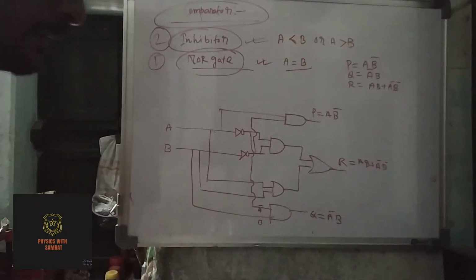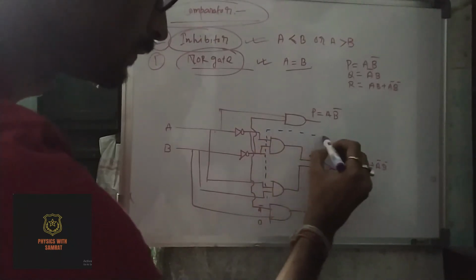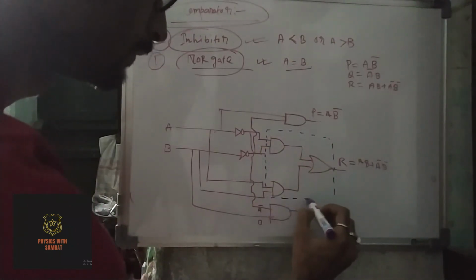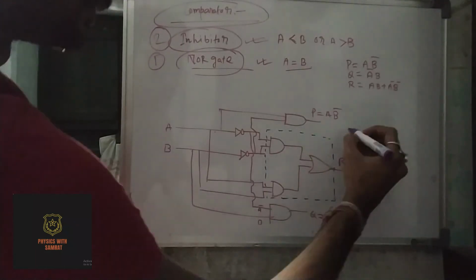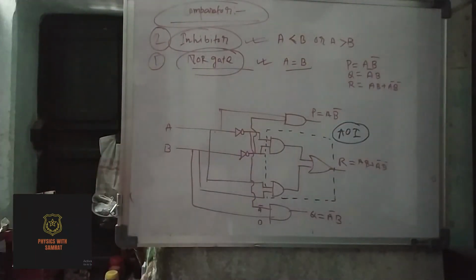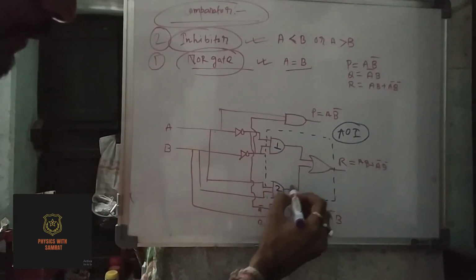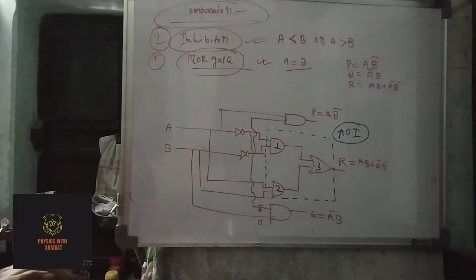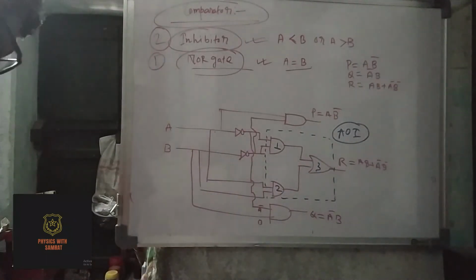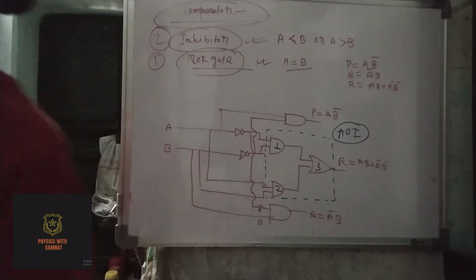Okay, this portion is called AOI, AND-OR-Inverter. Here we see there are 3 gates, 1 to 3, 1 and 2 are AND gates and 3 is an OR gate. This combination is called AOI, AND-OR-Inverter. Okay.